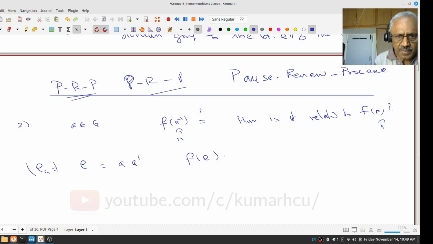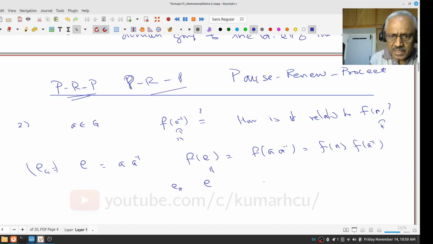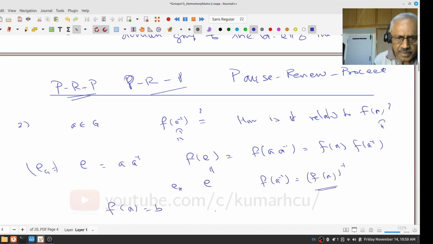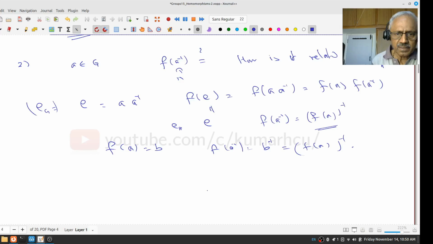Therefore, f of e must be equal to f of a into a inverse, but that's equal to f of a into f of a inverse, right? But we know f of e is e, this e is e_H. Therefore, what does it say? f of a inverse is nothing other than the inverse of f of a. If you want to call f of a equal to b, then f of a inverse is b inverse, that is the inverse of f of a. So please understand.